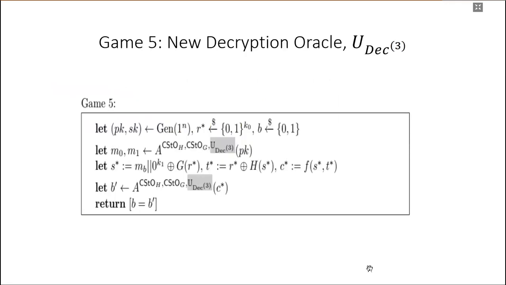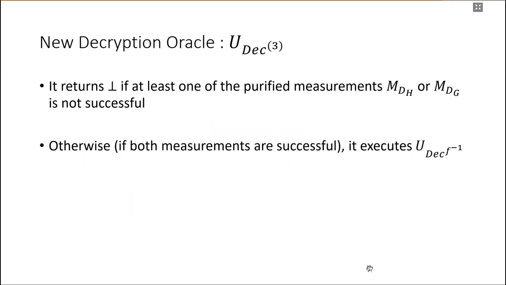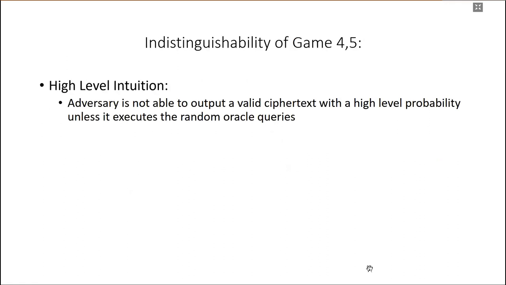We change the decryption oracle further in game 5 to get a new decryption oracle named UDEC3. This new decryption returns bottom if at least one of the measurements M_DH or M_DG is not successful. Otherwise, it executes the normal decryption. So if both measurements are successful, then it executes the UDEC F inverse. The high-level intuition why games 4 and 5 are indistinguishable is because the adversary is not able to output a valid ciphertext with high probability unless it executes the random oracle queries.